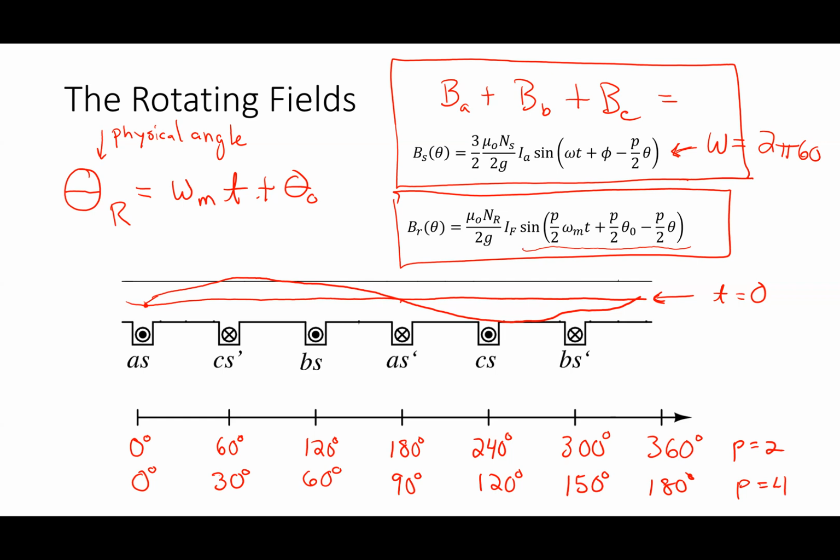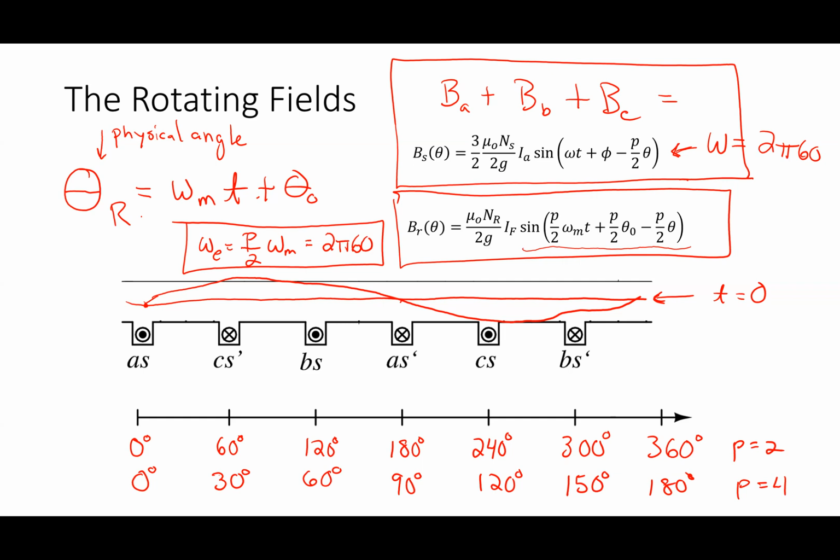Half the speed. All right. So this is why. If omega m is half of omega, then omega electrical is P over 2 times omega m. And it's always the case that omega electrical, in the United States at least, is 2 pi 60. If I was in Europe, it would be 2 pi times 50. So in order to get the stator field and the rotor field to move at the same speed, the rotor has to move at a slower speed.